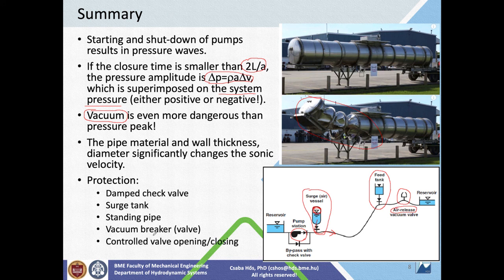And finally, you can have artificially controlled valves for opening and closing. This is very important, okay? And again, sudden valve closure is very strongly related to the length of the pipe. Okay, so the same closure can be a sudden closure for a very long pipe, and can be a slow closure for a short pipe. It all depends on the characteristic time of the pipe, which is 2L/a.